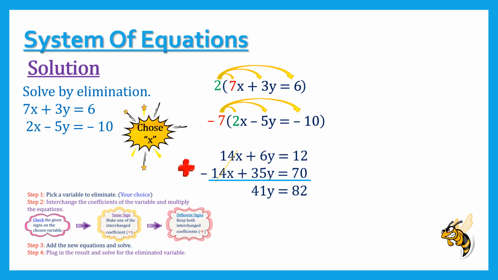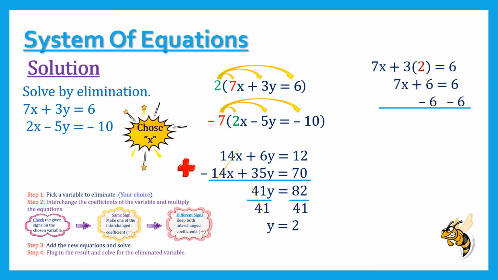I want to get rid of the coefficient of 41, so I'm going to divide both sides by 41. So y is equal to 2. Now that I know that y is equal to 2, I need to plug it into one of the equations and solve for x. So we know that we can use the top one because they're all positive. It is easier to work with positive numbers. So we have 7x plus 3 times 2, because y is 2, equal to 6. 7x plus 6 is equal to 6. We need to move the 6 on the left, so we're going to do the opposite, which is to subtract 6 from both sides. And we end up with 7x equal to 0.